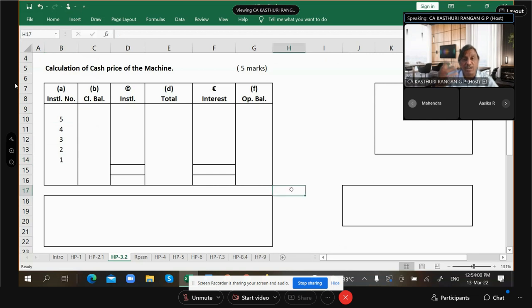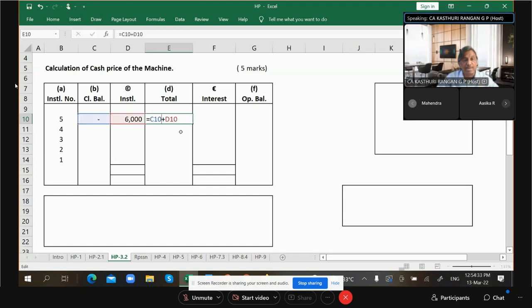Had you learned it in a different manner, you follow that. But this is the easiest method to find the cash price. What is the closing balance at the end of the 5th installment? It will be 0, correct? You will pay 5 installments. After you have paid all the installments, what will be the balance? 0. So the closing balance will be 0. What is the 5th installment? 6,000. So after paying 6,000, closing balance 0. But before paying that, what is the total? 6,000. You have to add. Closing balance plus installment will be the balance before installment.